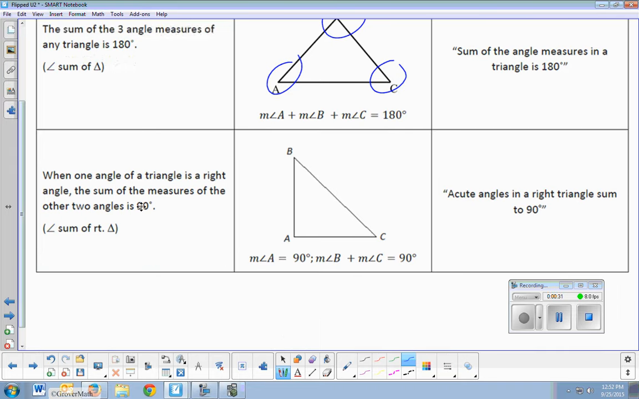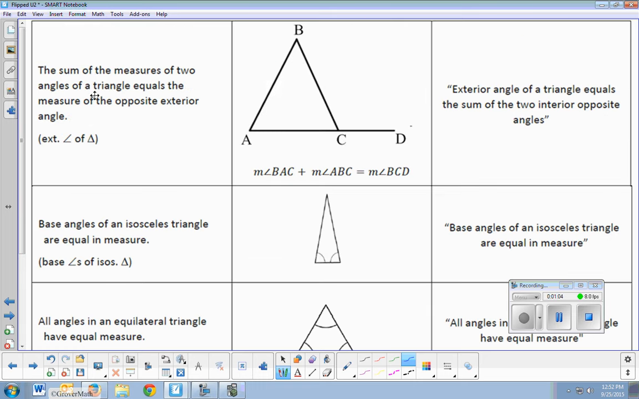Next, when one angle of a triangle is a right angle, so in this case, let's say angle A is 90 degrees, the sum of the other two is 90. So basically, the other two angles of a right triangle are complementary, is what we call them. The acute angles of a right triangle are complementary. They have to add to 90 because, what we said above, if all three add to 180, and you got 90 in here, then the other two have to add to 90 together.